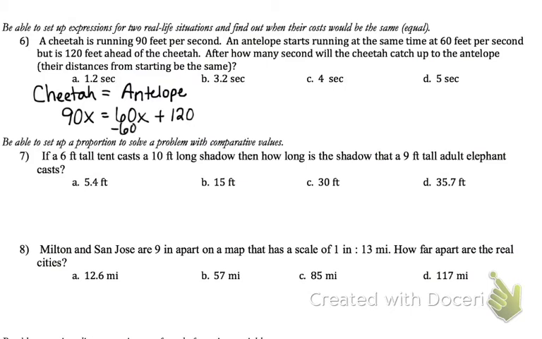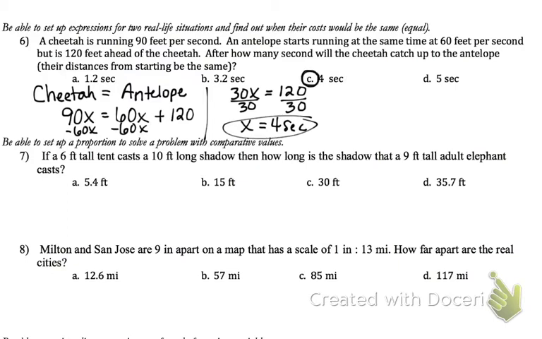We're going to subtract over 60x. We get 30x equals 120. Divide both sides by 30 because that x was attached with the 30 by multiplication. And we get x equals 4 seconds. So our answer here is C, 4 seconds.